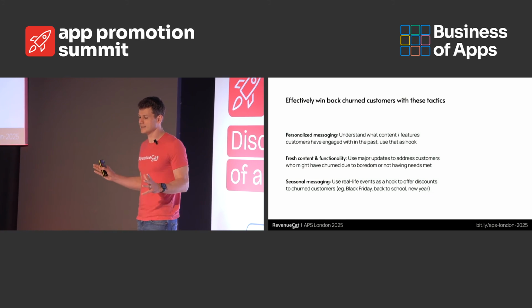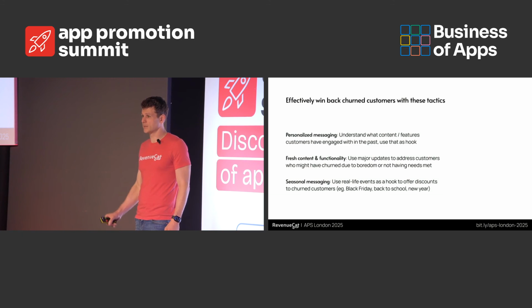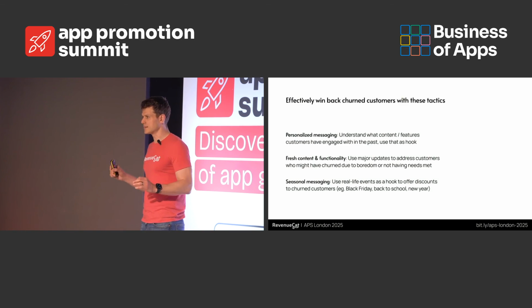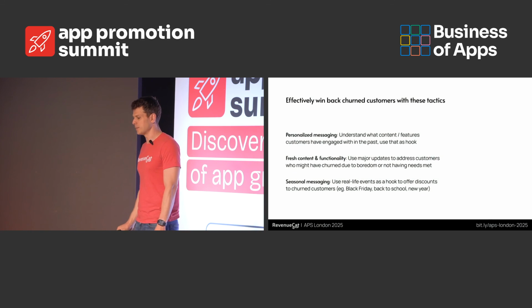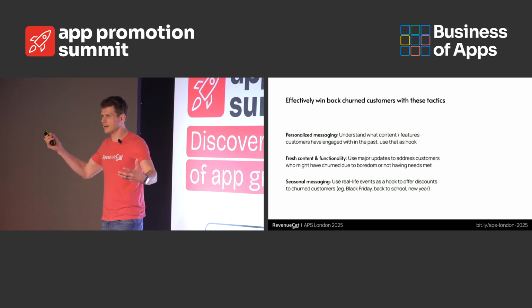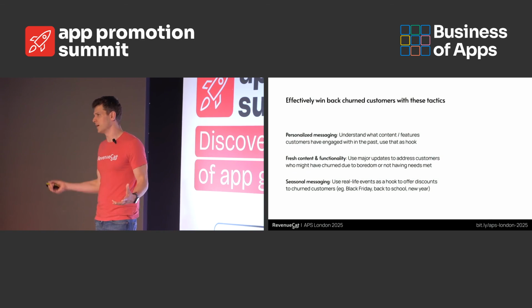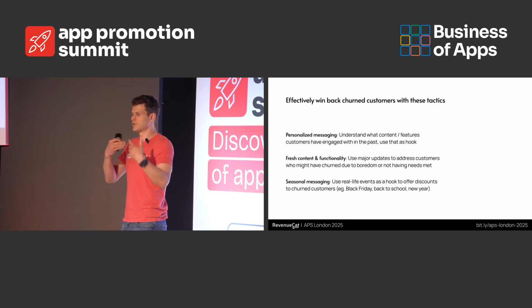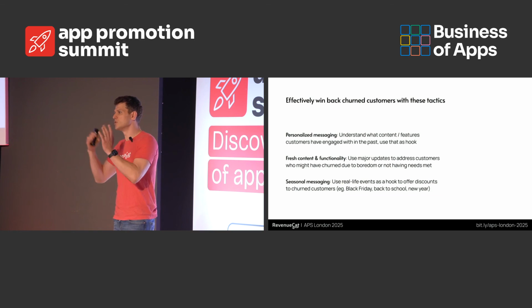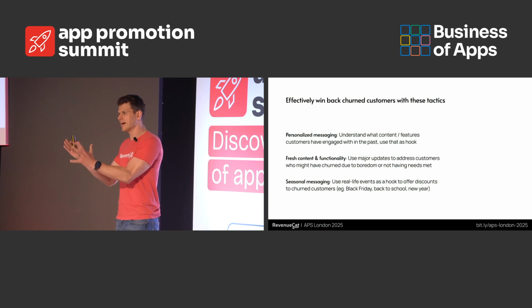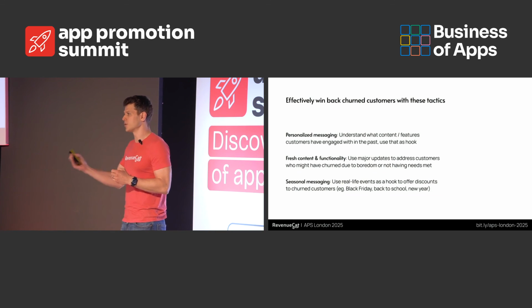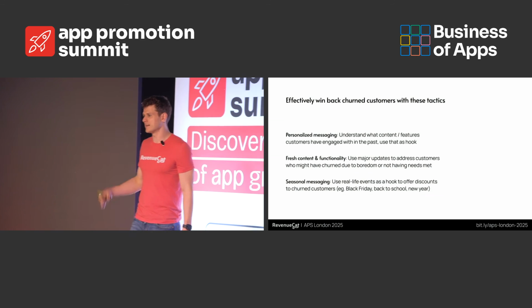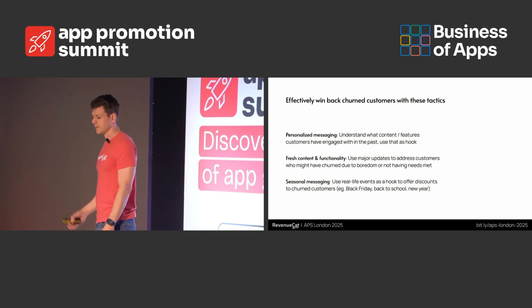So here's a few ideas, a few tactics to win back churned customers. Firstly, personalized messaging. Try to really understand what content or what features customers have engaged with in the past, and then use that as a hook. So let's say I'm using a fitness app, and I've engaged with yoga content. So then I've churned, and now if there's a new yoga program available, use that as a hook to bring me back in. Don't just send me everything and anything, but really try to understand what made me interested in the app in the first place.